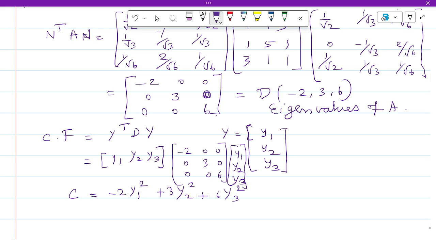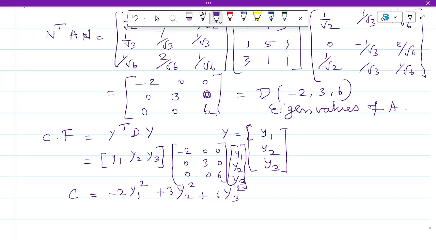This is the process from quadratic form to canonical form. In the quadratic form, how many terms are there? Six terms are there. In the canonical form, only 3 terms are there. So you are transforming one form to another by reducing the terms, that means you are reducing the complexity of the problem. So that is the usefulness of converting quadratic form to canonical form.